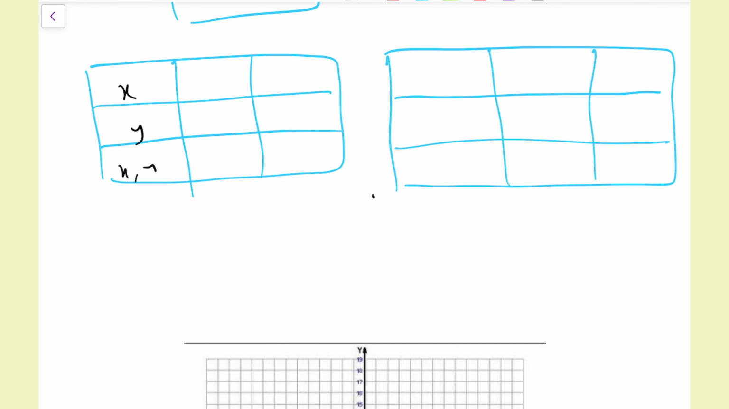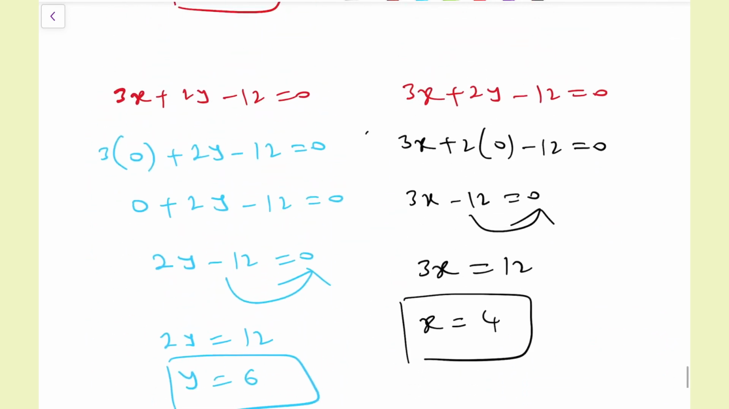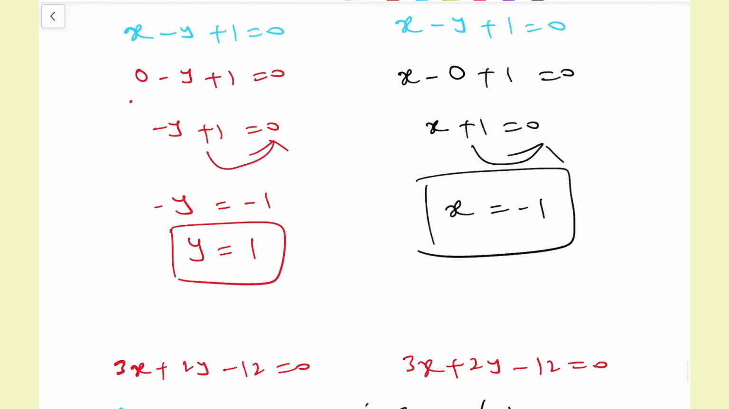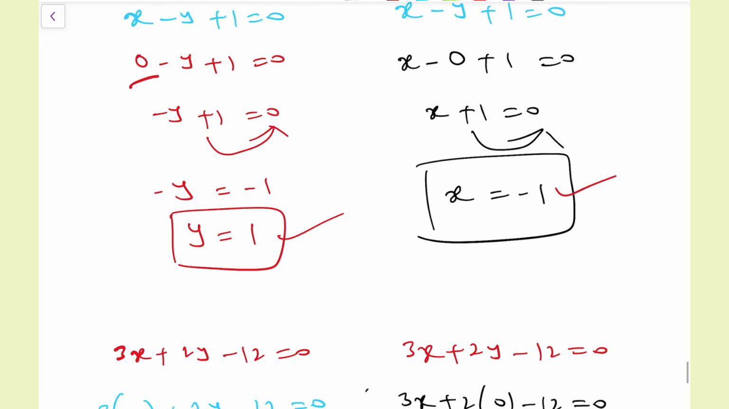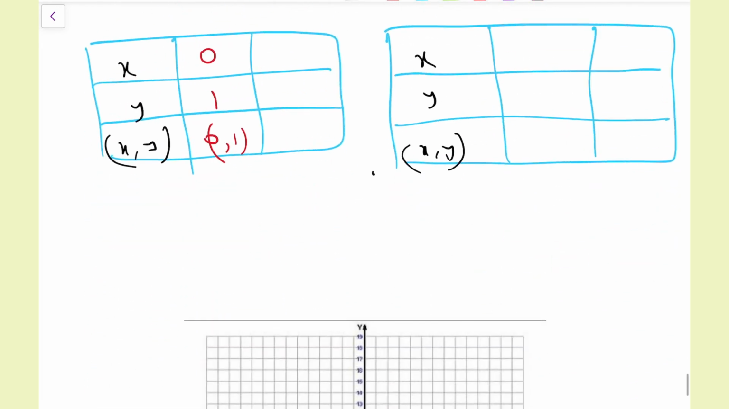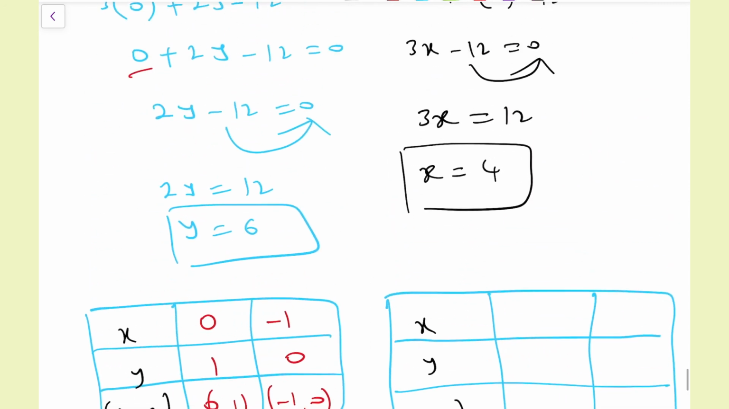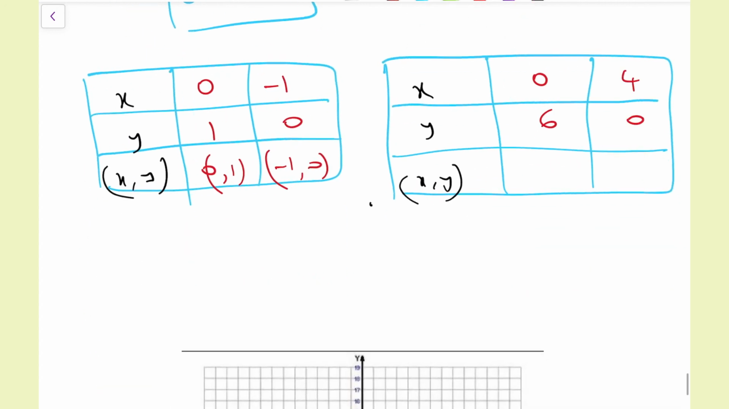x, y, (x, y). What are the values we got for the first equation? x is 0, y is 1. So (0, 1). Next, x is minus 1, y is 0. (Minus 1, 0). Coming to the second equation. 0, 6, 4, 0. This will be (0, 6) and this will be (4, 0).